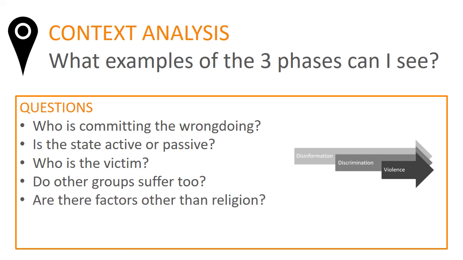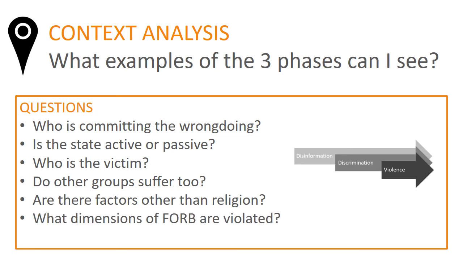Are there factors other than religion behind the problems? For example, economic interests, ethnicity, class, or climate change? What dimensions of freedom of religion or belief are being violated? And what other human rights are being violated? Using this model and these questions, you can put together a basic context analysis that will help you understand your context more fully and grasp how the different elements of disinformation, discrimination and violence are interlinked.